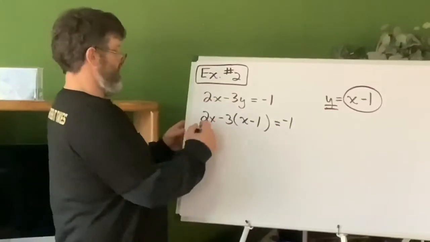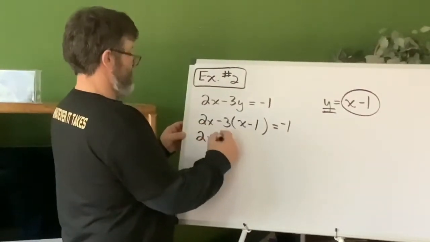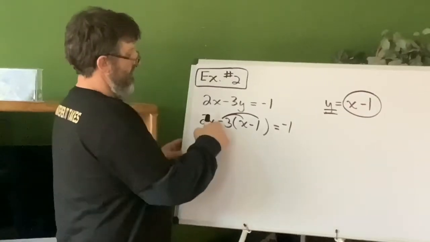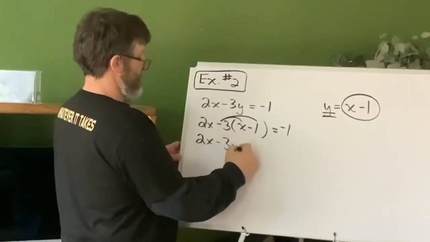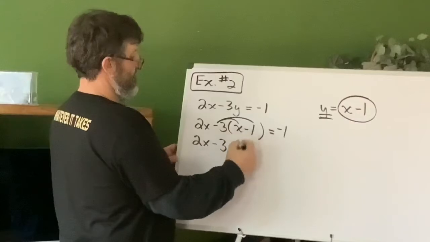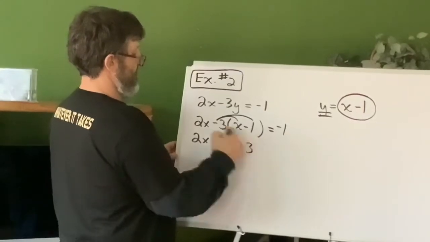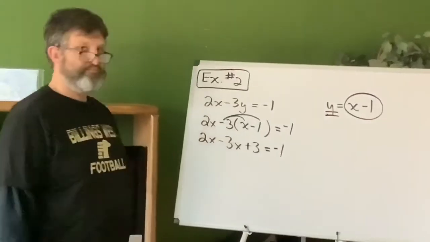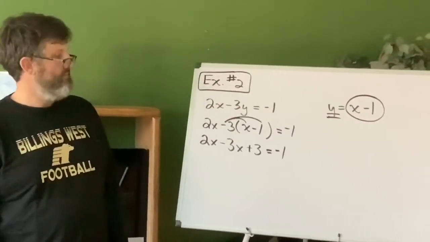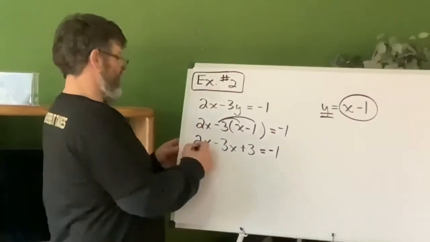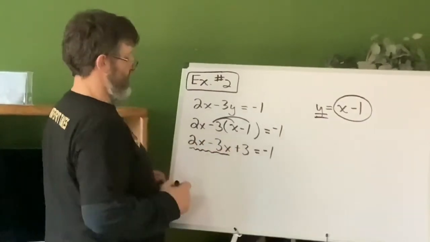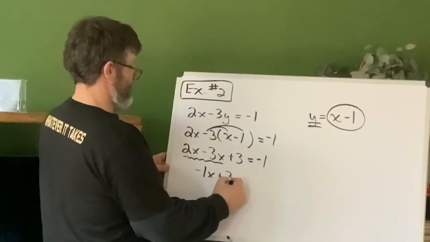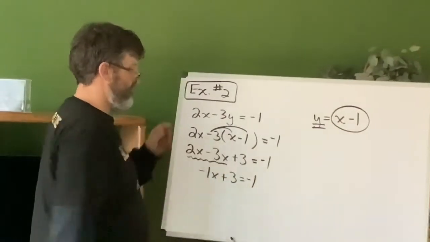Okay? Now here we go. You've done this a million times. 2x. Okay? -3 times x is -3x. -3 times a -1 is a +3. Negative times a negative is a positive, right? Equals -1. Okay? Combine like terms. 2x minus 3x is -1x, plus 3 equals negative 1.